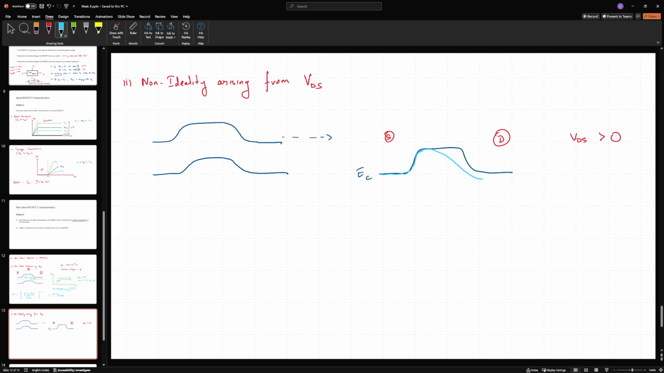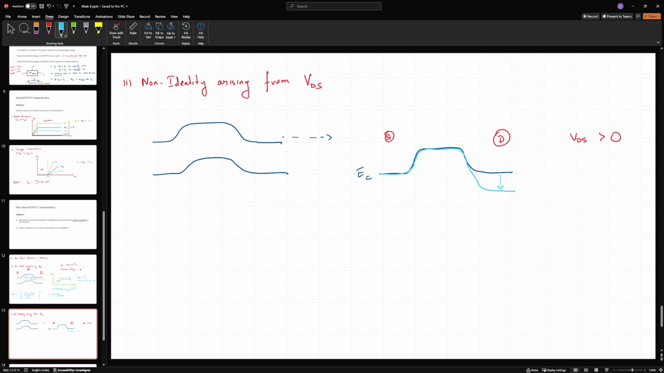Sorry. What's going to happen is it's going to be like this. Pretty much the same curve all the way. But over here, it will start dragging down. So this will kind of get dragged down.